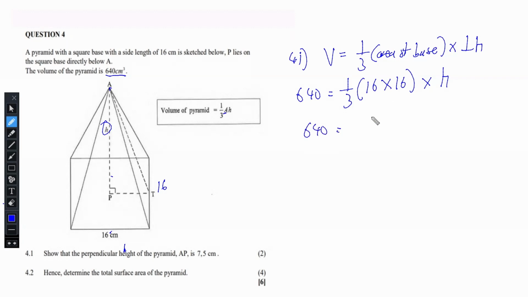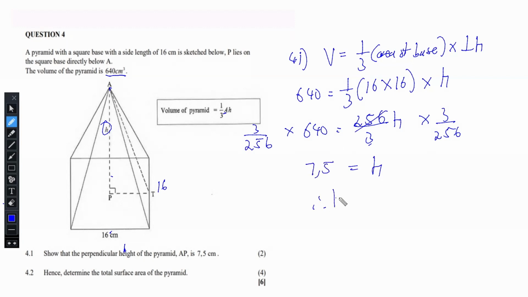This is going to give us 640 here. And then here I'm getting 256 over 3 and then h. Now, obviously, if we want to find our h, we can just multiply by the reciprocal on both sides. So what you do to that side, you also have to do to this side. These ones will cancel, and you'll be left with the h. And then if we multiply that number by 640, this is going to give us 7.5. Therefore, our h is 7.5 centimeters.